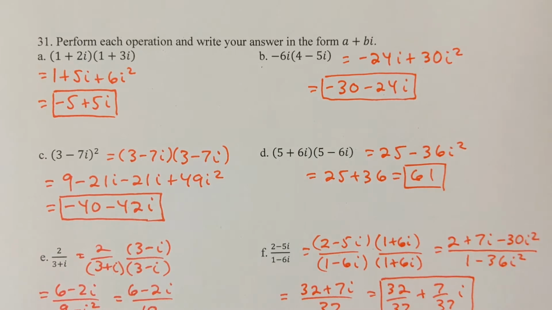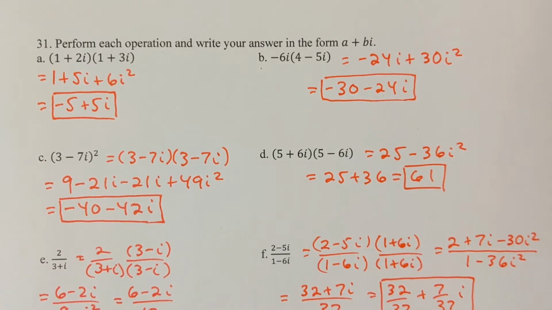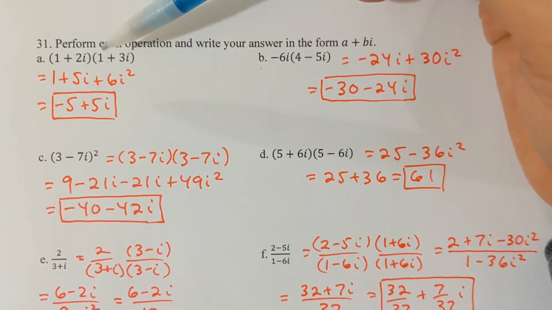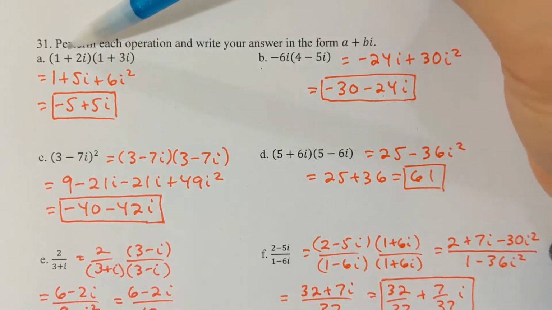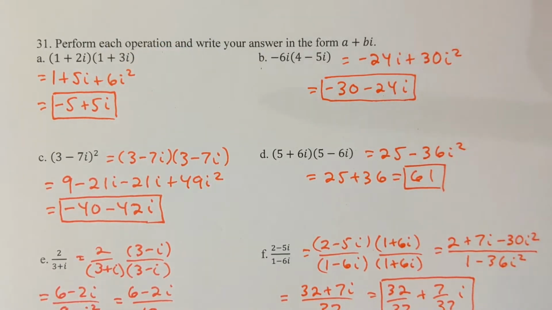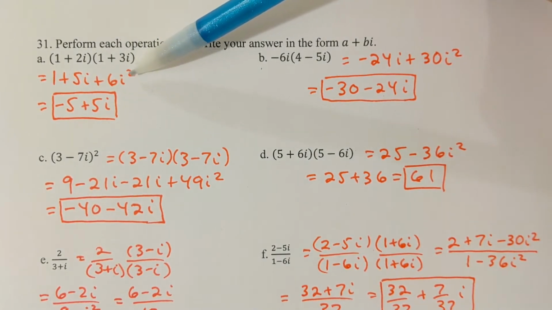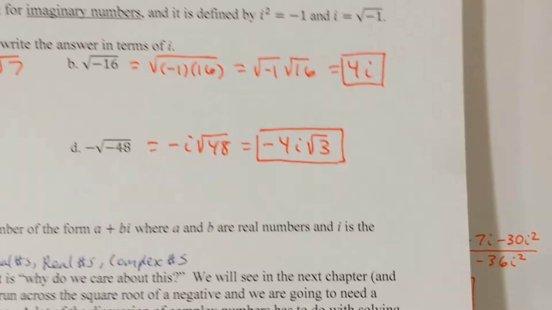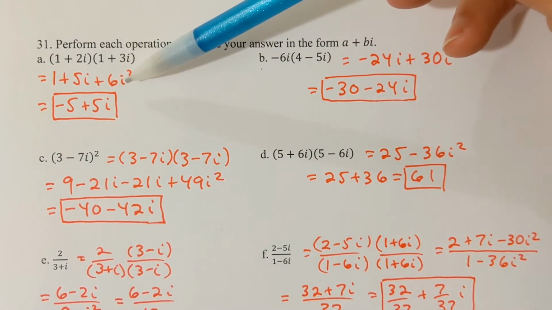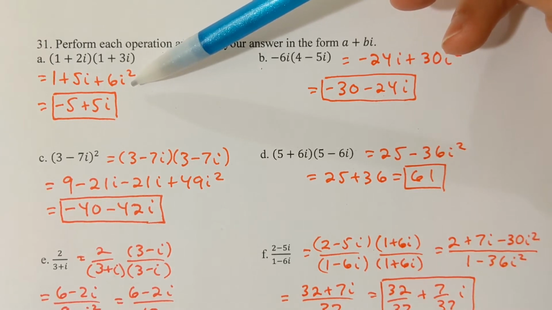Problem 31, perform each operation and write your answer in the form a plus b times i. Okay, in part A, 1 plus 2i times 1 plus 3i. The natural thing to want to do here would be to FOIL this out, just like if I had a variable, I'd FOIL. Let's do that now. 1 times 1 is 1. 3i plus 2i would be 5i in the middle. And then at the end, 2i times 3i is 6i squared. i squared is defined to be -1, right? So really what's happening at the end here is I'm subtracting 6.